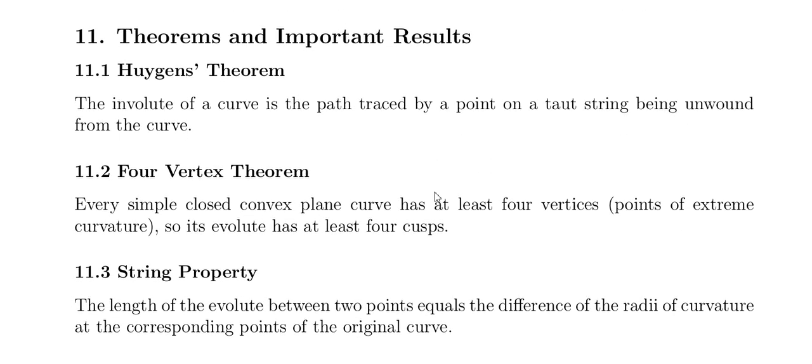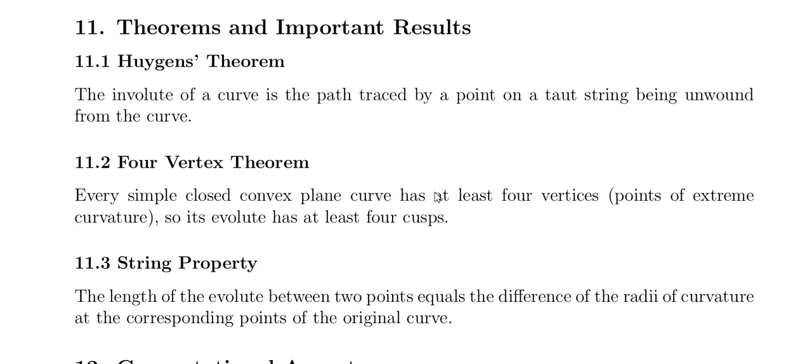And this is Huygens' theorem: the involute of a curve is the path traced by a point on a taut string being unwound from the curve. And the four vertex theorem: a simple closed convex plane curve has at least 4 vertices, so its evolute has at least 4 cusps. And these are unimportant.